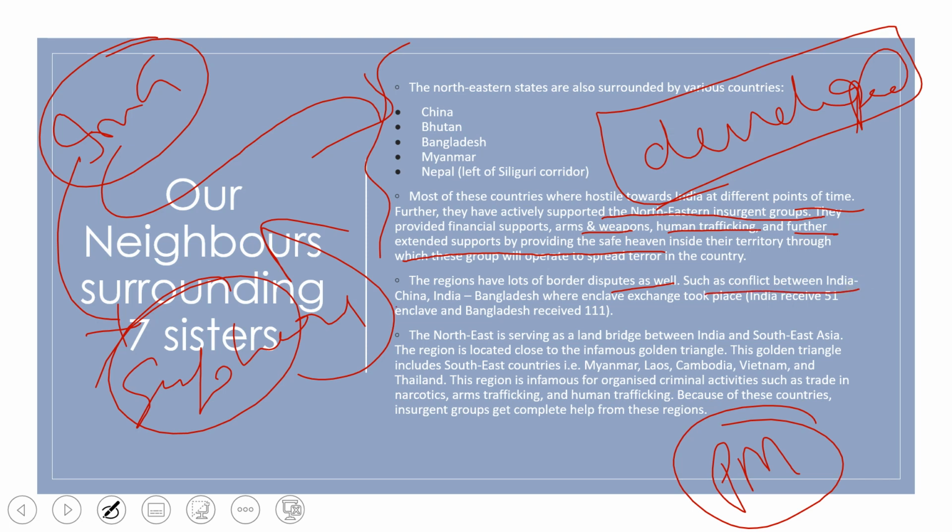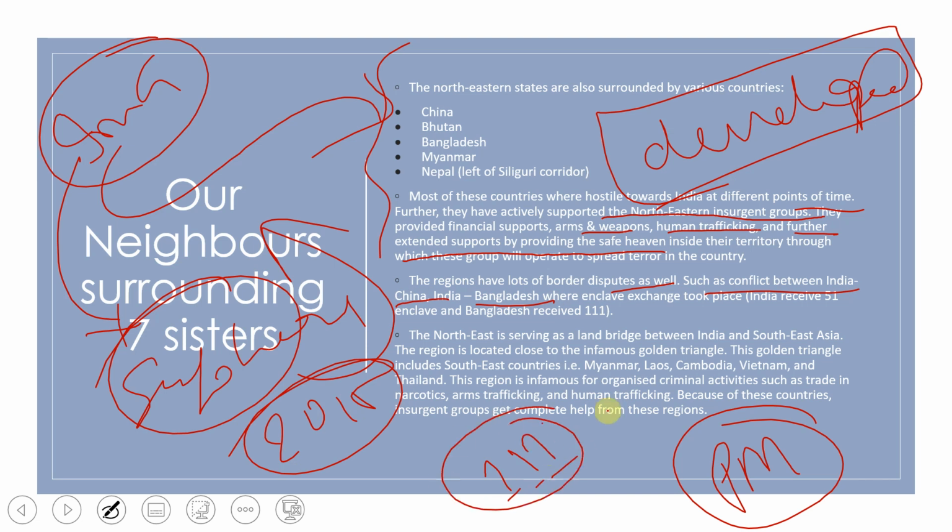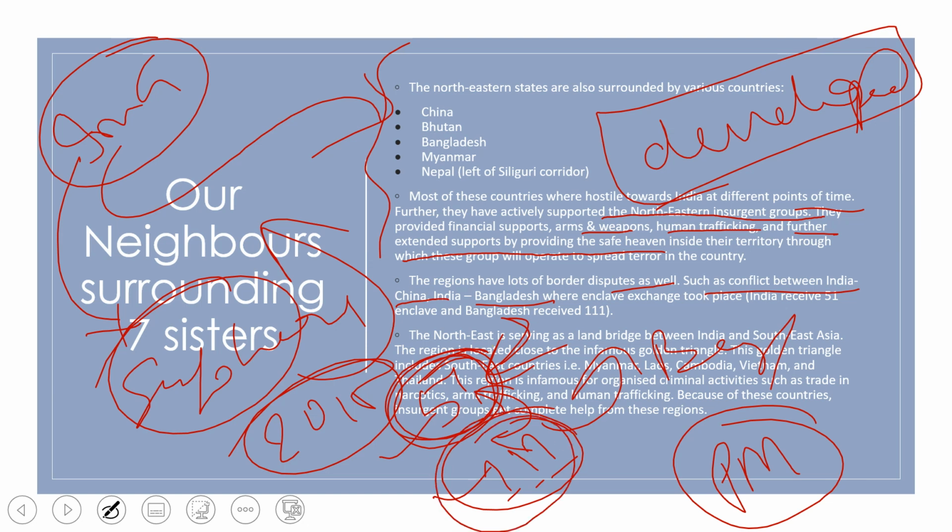Such as conflicts between India and China, and India and Bangladesh. Recently, in 2015, the Modi government cleared this issue, where India sent 111 enclaves to the Bangladesh regions, and India received 51 enclaves from Bangladesh. The people of these enclaves were asked if they wanted to exchange their countries. If people within the 51 enclaves wanted to go to Bangladesh, they were allowed to go. Similarly, in the 111 enclaves, if some people wanted to go to India, they were allowed to go.